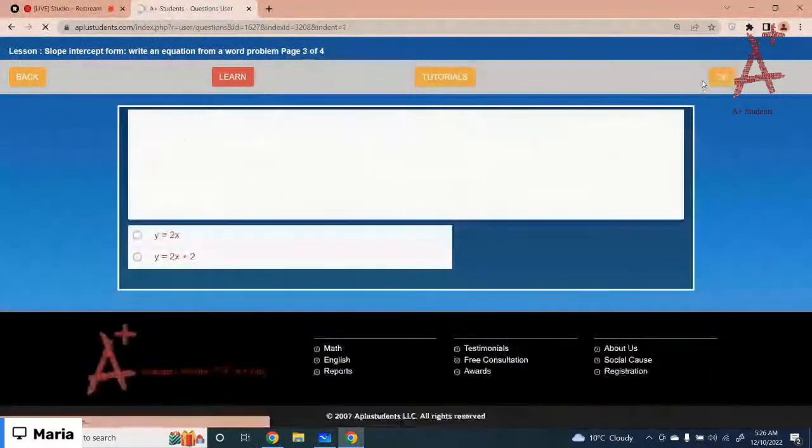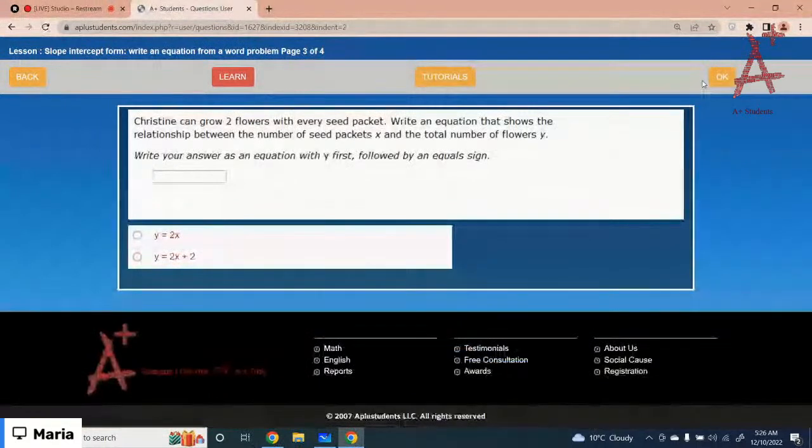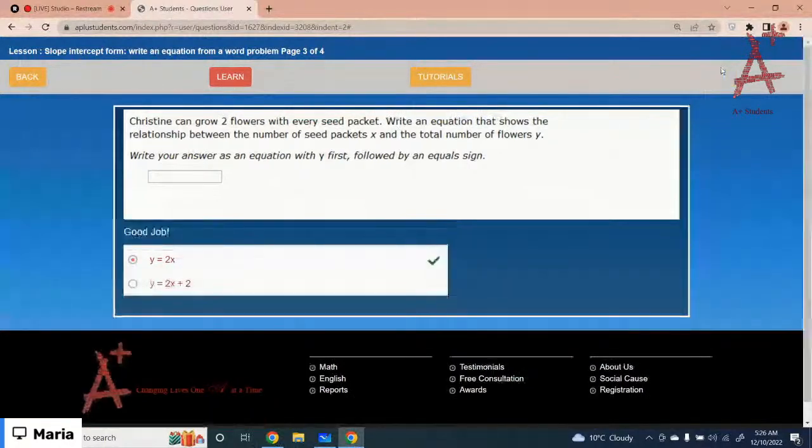Okay, the next one is: Christine can grow 2 flowers with each seed packet. Write an equation that shows the relationship between the number of seed packets X and the total number of flowers Y. That is exactly the same as the questions we did earlier. When she has one seed packet, she can grow 2 flowers. So it is a 1 to 2 relationship. So y equals 2x. The correct option is y equals 2x. Just select the correct option and click on the OK button.